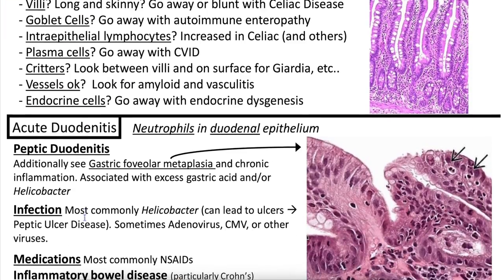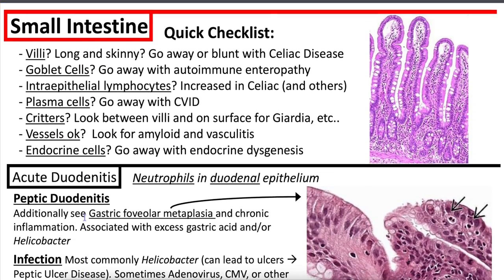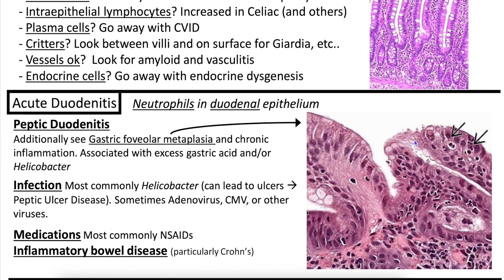Small bowel, villi blunted: celiacs. Goblet cells gone: autoimmune enteropathy. Intraepithelial lymphocytes: early celiacs. Plasma cells gone: CVID. Critters: giardia. Vessels okay; if not, amyloid, vasculitis. Endocrine cells gone: endocrine dysgenesis. Acute duodenitis, neutrophils in duodenum epithelium, peptic duodenitis is your differential, and look for that foveolar hyperplasia, metaplasia.